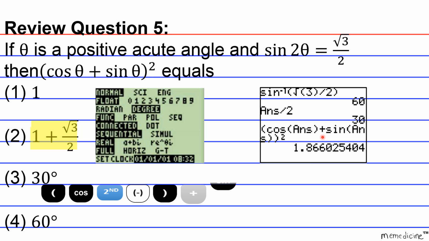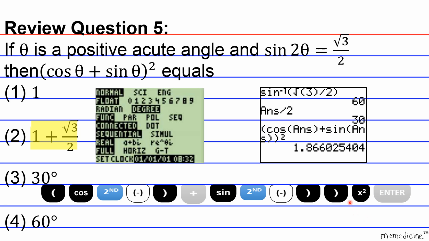Then you're going to add the sine, so you press the sine button, which again comes loaded with its own open parentheses. You hit second negative sign again to load the previous answer, which was 30 degrees, or the theta that the question is inquiring about. Then you close out the sine calculation. Then you wrap up the entire expression, and then you're going to press x squared to square it, okay? And then you hit enter, and basically you get this.